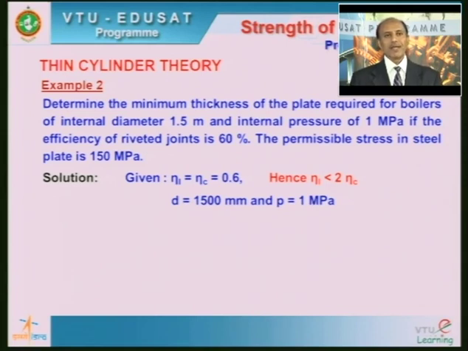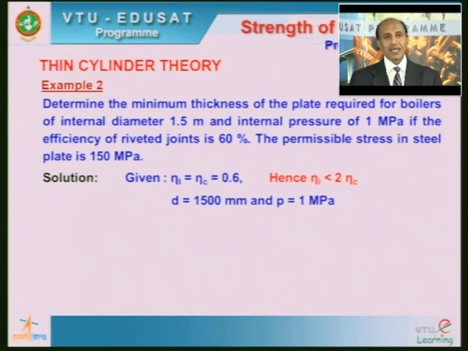The most important relation that we need to understand is a condition where we compare the efficiency of the longitudinal joint with 2 times the efficiency of the circular joint. That is a critical condition. For this data, we can easily see that the efficiency of the longitudinal joint is less than 2 times the efficiency of the circular joint. That means the longitudinal joint is not very strong compared to the circular joint.